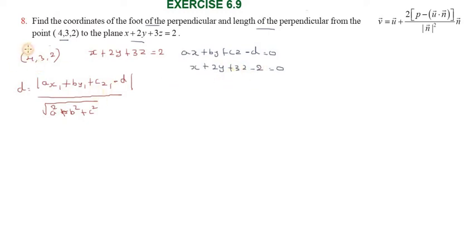So this is x1, y1, z1, and we substitute the numbers. A into x1, that is 1 into 4, plus 2 into 3, plus 3 into 2, minus 2, divided by the root of a square plus b square plus c square, which is 1, 2, 3, so root of 1 square plus 2 square plus 3 square.